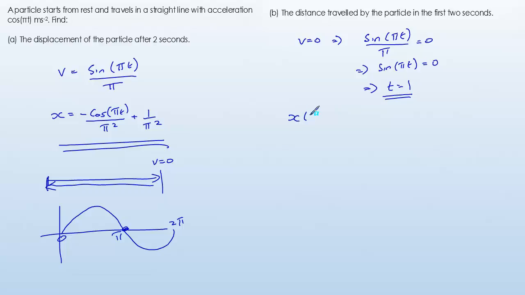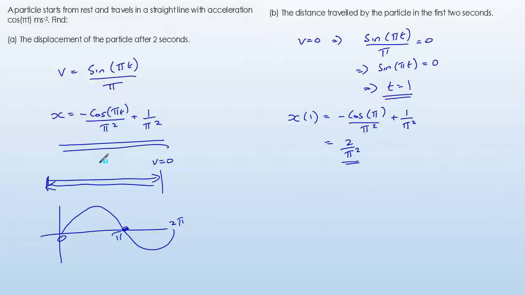So let's work out x of 1. Let's find out where it is, where it stops. So x of 1 is going to be negative cos pi over pi squared plus 1 over pi squared. Now, cos pi is negative 1, so this is going to end up being 1 over pi squared plus 1 over pi squared, so that's 2 over pi squared.